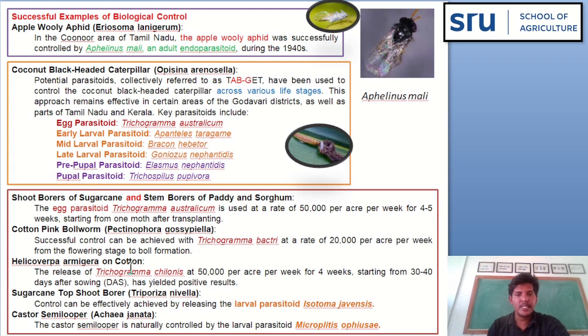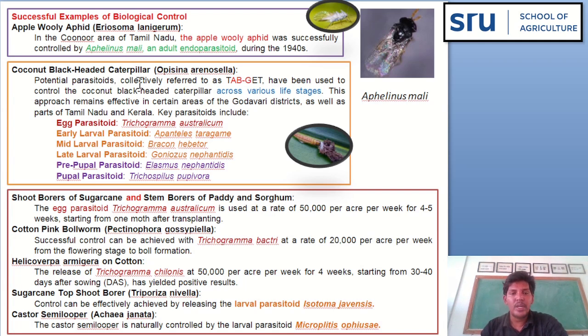See here a successful example of biological control. Apple woolly aphid, Eriosoma lanigerum, was successfully managed by Aphelinus mali. It is an adult parasitoid.